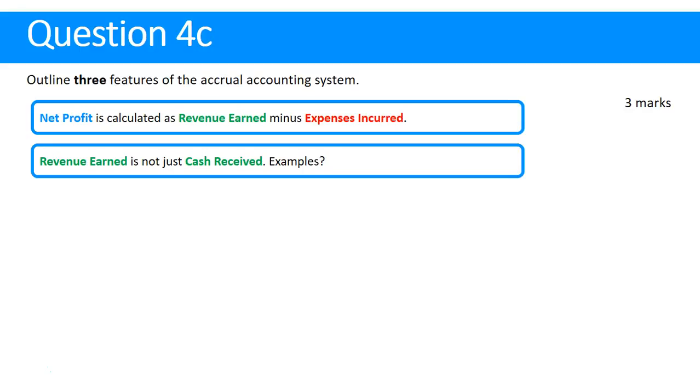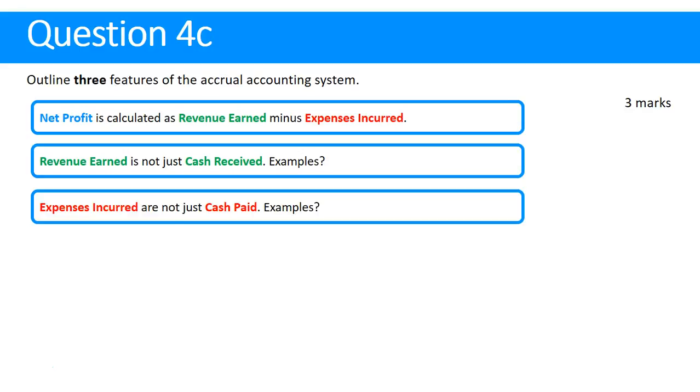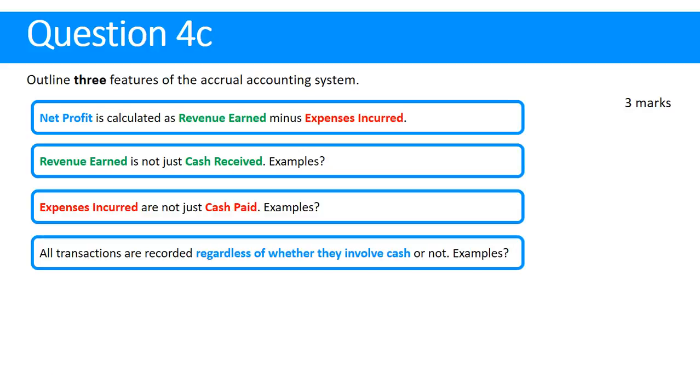Another thing we could talk about is, well, that means revenue earned is not just cash received, and what would really complement that statement is to have an example. For example, a credit sale. That's a great example of a revenue earned but not a cash received. We could have expenses incurred, not cash paid, and provide an example. A great example would be depreciation. Depreciation is an expense we have to have, but because there's no cash paid, if we did cash accounting, we would never ever have an expense for depreciation.